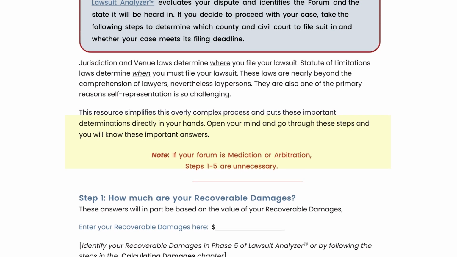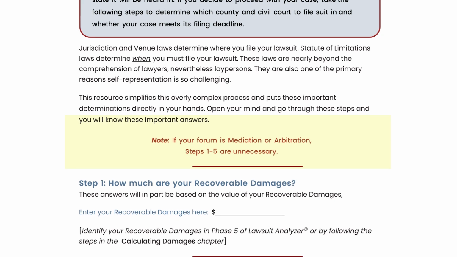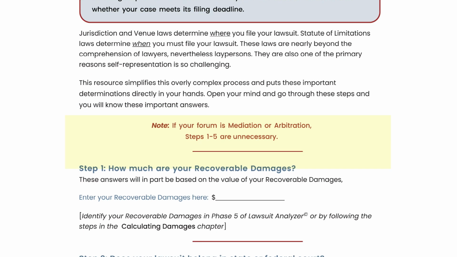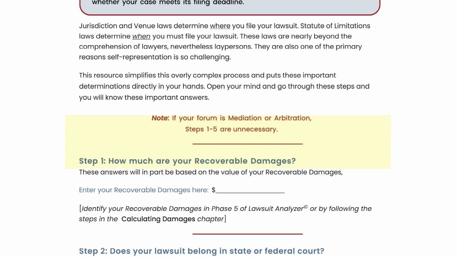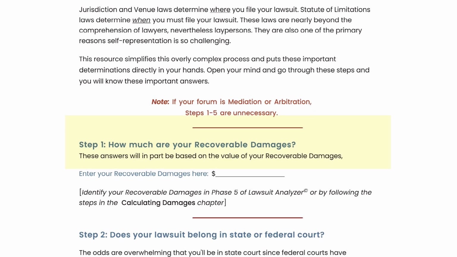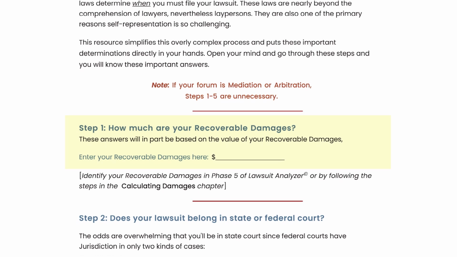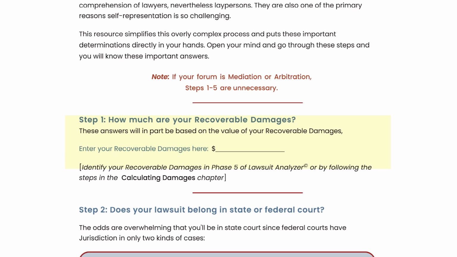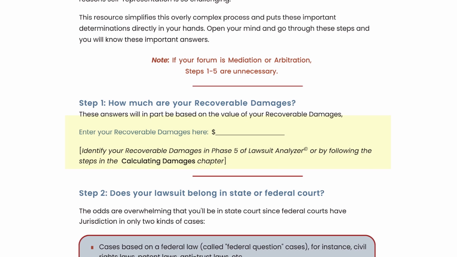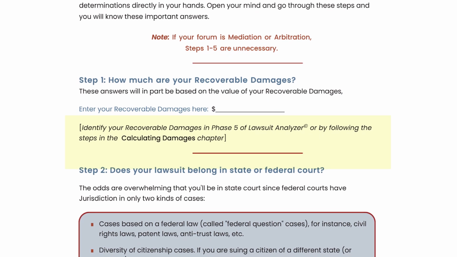Open your mind and go through these steps and you will know these important answers. Note, if your forum is mediation or arbitration, steps 1 to 5 are unnecessary. Step 1. How much are your recoverable damages? These answers will in part be based on the value of your recoverable damages. Enter your recoverable damages here. Identify your recoverable damages in Phase 5 of Lawsuit Analyzer or by following the steps in the Calculating Damages chapter.